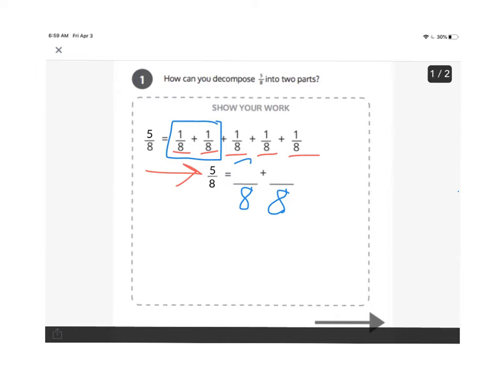So 5/8 is equal to 2/8 plus, how many more 8s do I need to box to make 5? So I see 1, 2, 3 more 8s left over. So 2/8 plus 3/8 is equal to 5/8. And you can double check that by counting. Right here, I have 1/8, 2/8, and then moving on, I have 1, 2, 3/8. So 2/8 plus 3/8 is equal to 5/8.